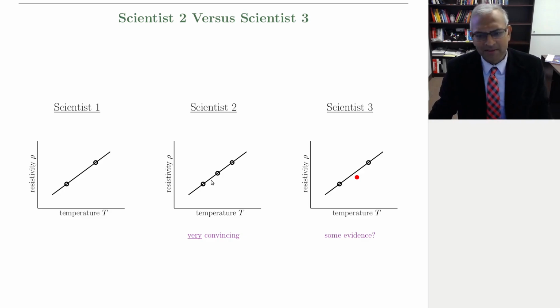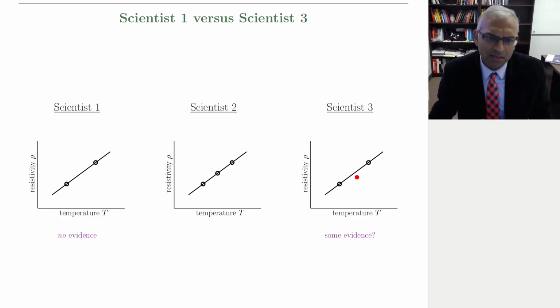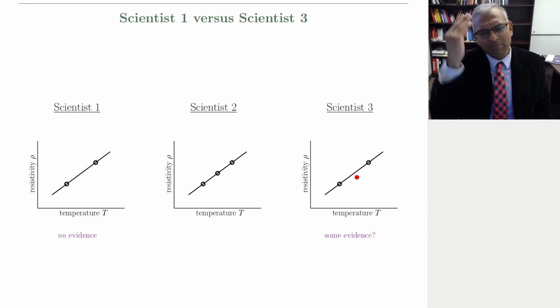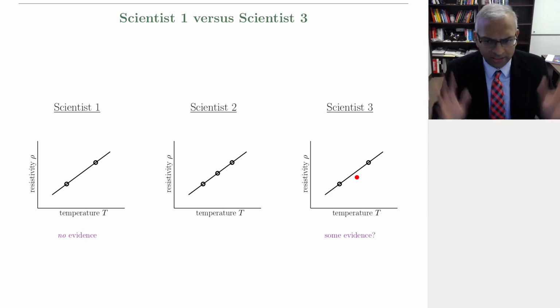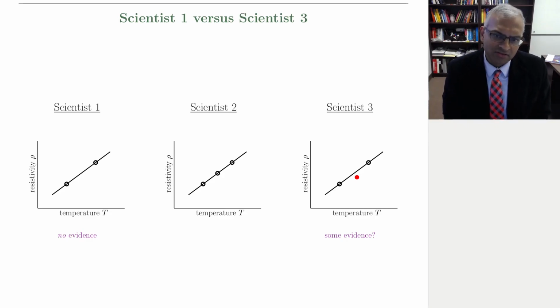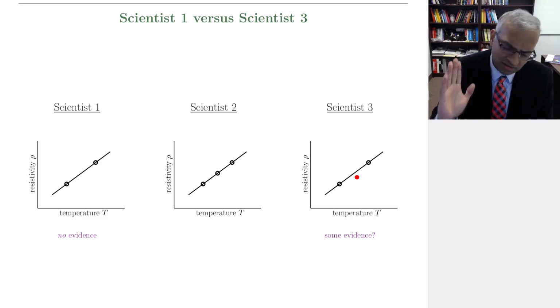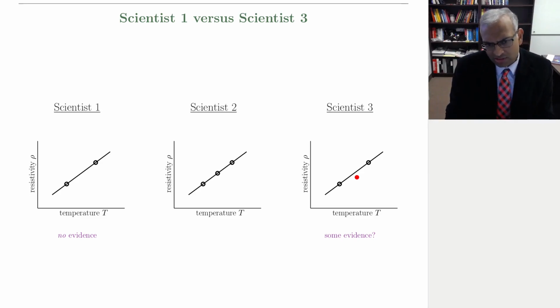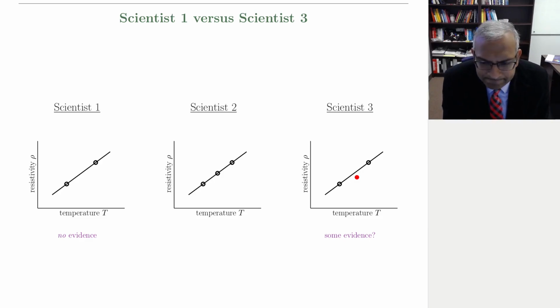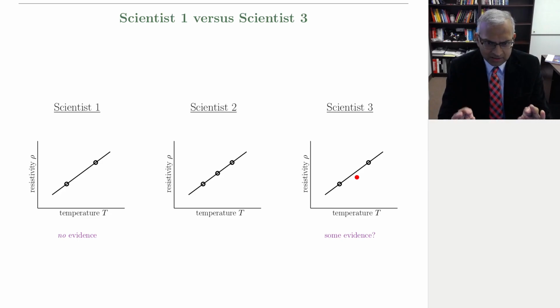Now, let's compare scientist 1 with scientist 3. We all agree maybe that scientist 2 has given us golden evidence for this theory. But now let's consider scientist 1 versus scientist 3. We might argue as follows: scientist 3 has said the theory is wrong, although if we allow noise, there is some evidence. What about scientist 1? That's the interesting one. I claim that scientist 1 has given us no evidence for the theory.